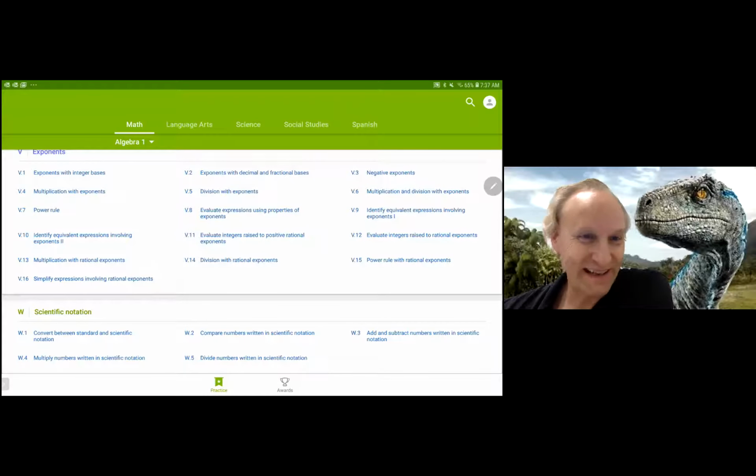Hi, everybody. I'm going to try this again. We are doing section V of Algebra 1, which is about exponents, and we're going to do multiplication with exponents.